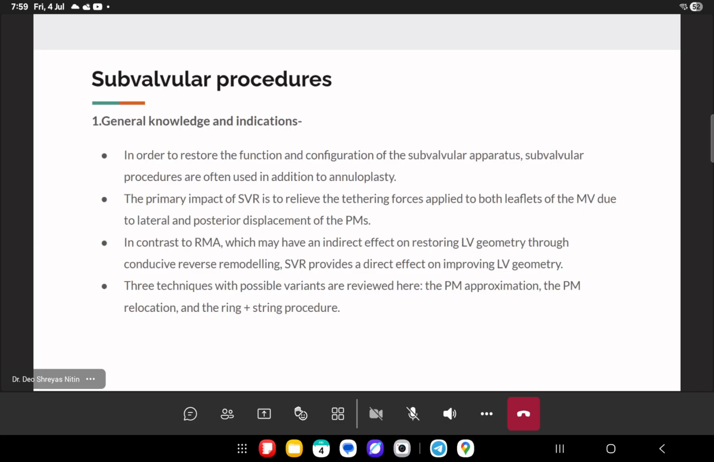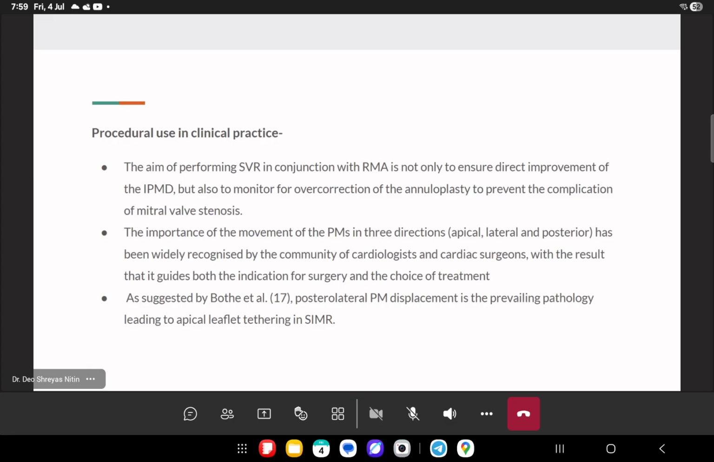Three techniques with possible variants are reviewed here. The papillary muscle approximation, the papillary muscle relocation, and the ring plus string procedure. The aim of performing subvalvular repair in conjunction with restricted mitral annuloplasty is not only to ensure direct improvement of the interpapillary muscle distance, but also to monitor the overcorrection of the annuloplasty to prevent the complication of mitral valve stenosis.